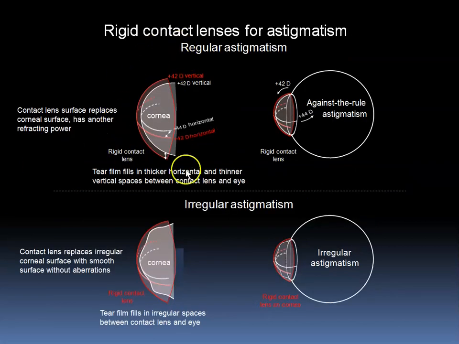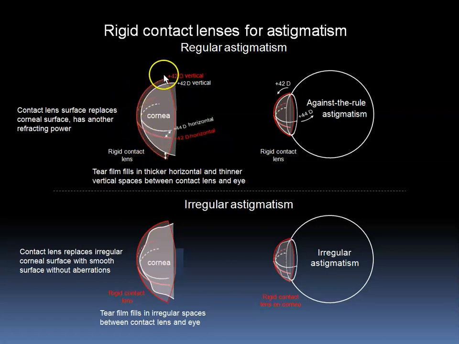We can correct corneal astigmatism with contact lenses. We can use, in this case, a rigid contact lens. It basically replaces the corneal surface with another new surface, and the intervening space is filled with a tear film that has a much more similar index of refraction to the cornea and the contact lens than air.